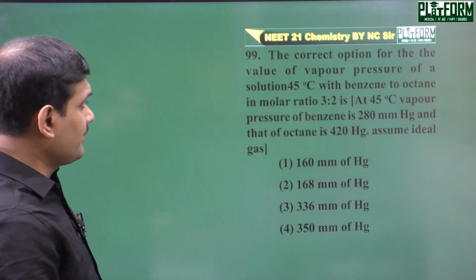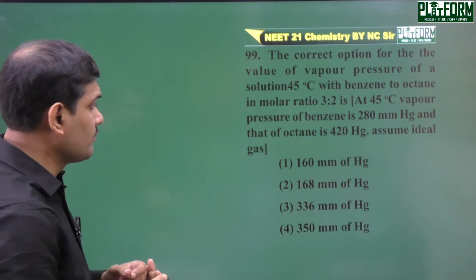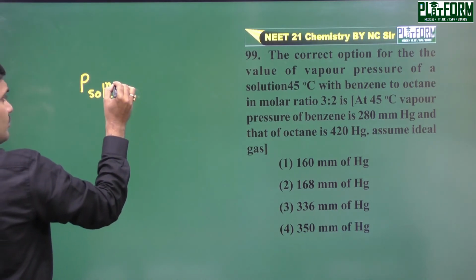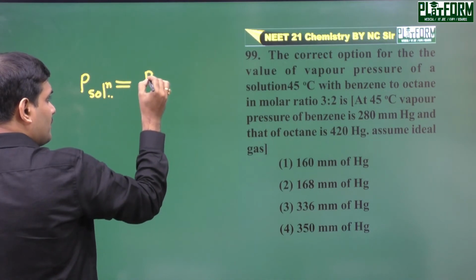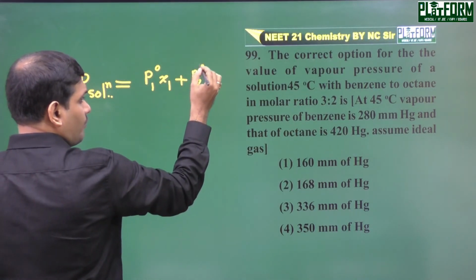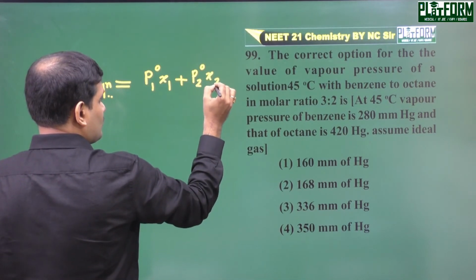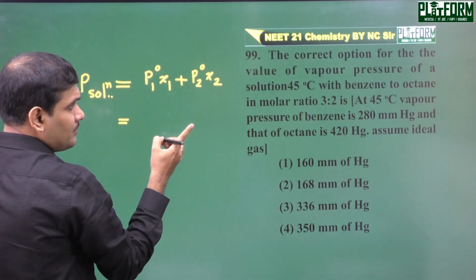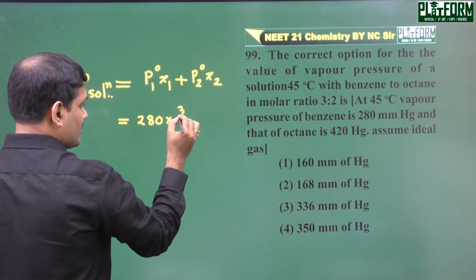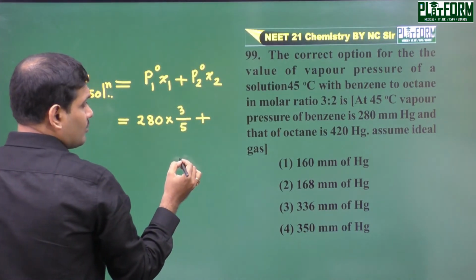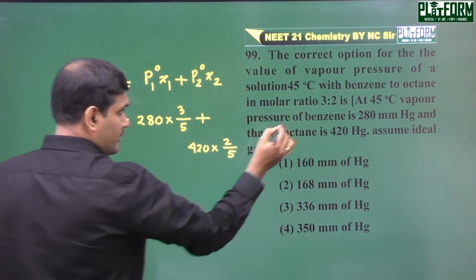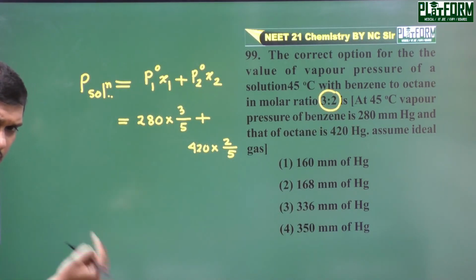Now, the correct option for the next one, again a question from solutions, for a mixture of 2 volatile liquids. The total vapor pressure of the solution is the vapor pressure of benzene, P1 zero, into X1, plus the vapor pressure of the other, octane, into X2. P1 zero for benzene is 280, with mole fraction 3/5, plus P2 zero is 420, with mole fraction 2/5. If the mole ratio is this, then the mole fractions of the components are 3/5 and 2/5.